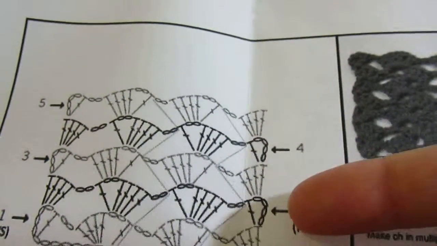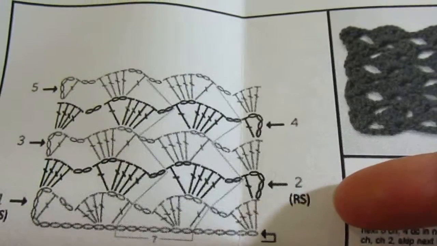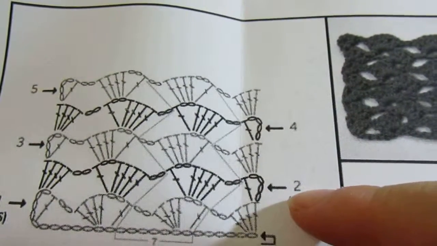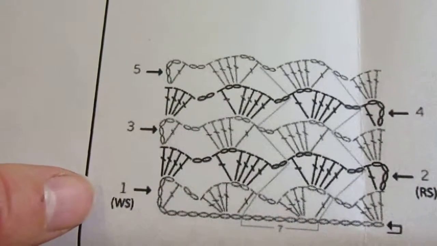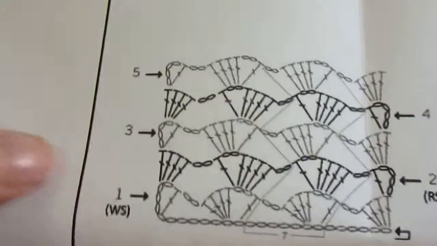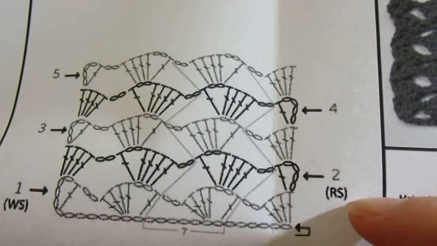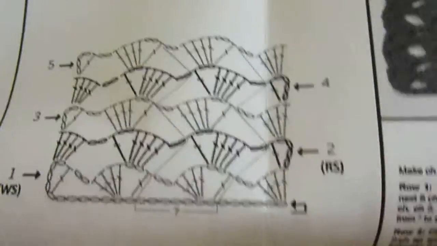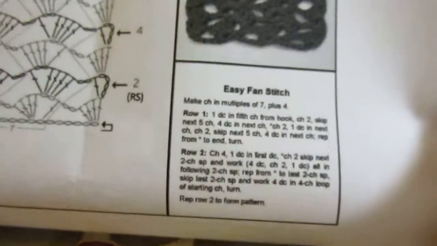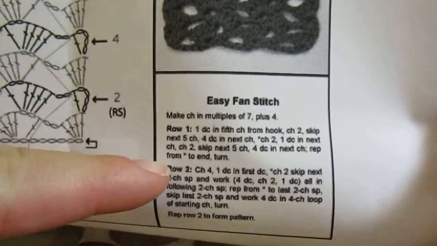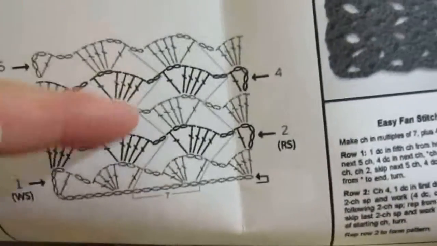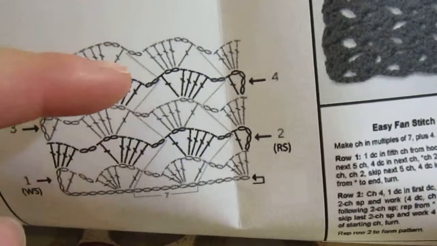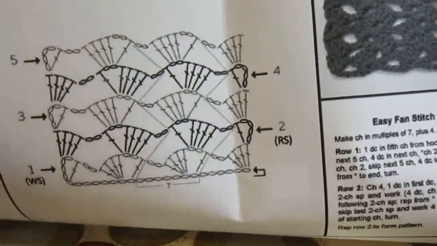And then for the next row, row 2, you will chain 4 turning chain. They say row 2, and then you work across. The WS stands for wrong side, and the RS stands for right side. Some chart patterns will have the written instructions, but I made a poncho where it was all of this and no text whatsoever, just the chart.